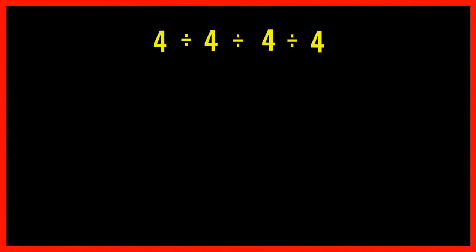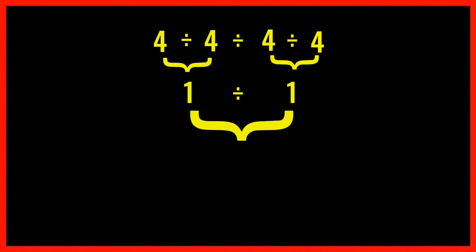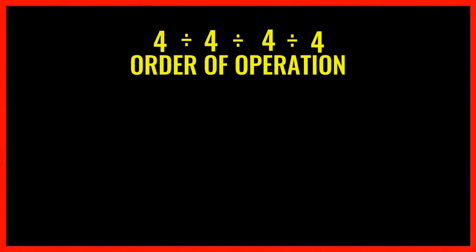Let's break down this viral math problem step by step. Many people quickly think that 4 divided by 4 gives 1, and since the same division appears again, they assume 1 divided by 1 is still 1. However, that answer is incorrect because we must follow the proper order of operations.